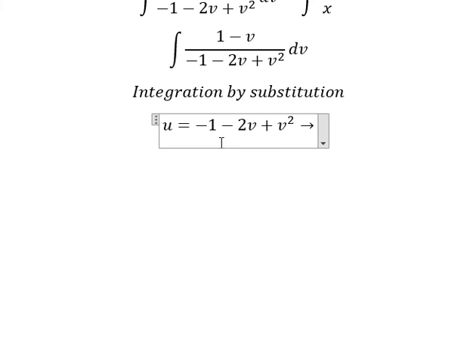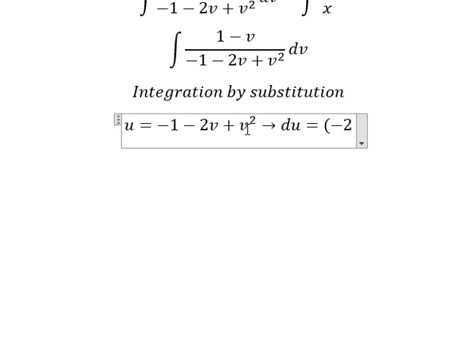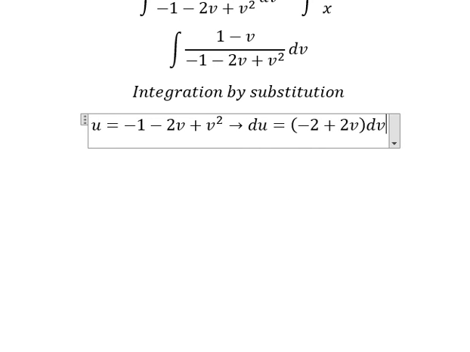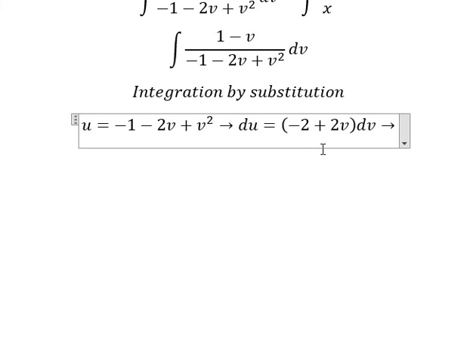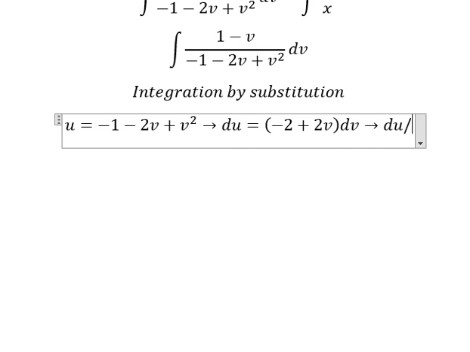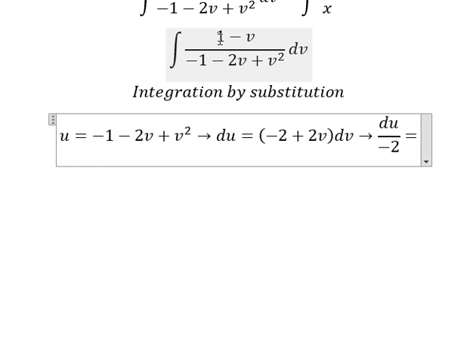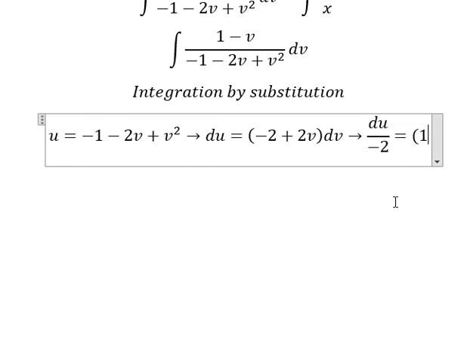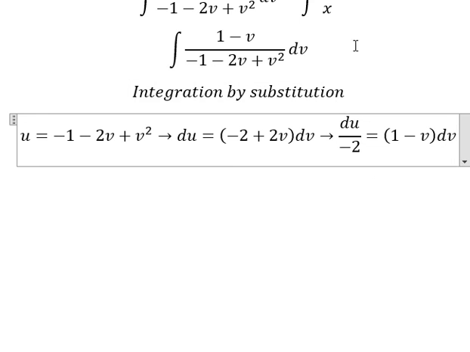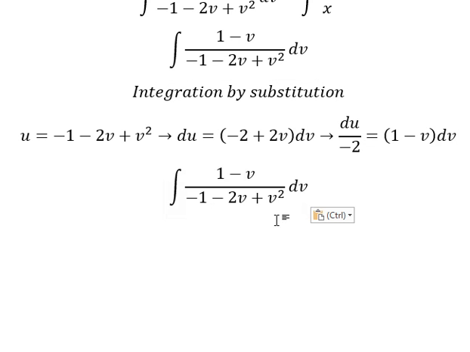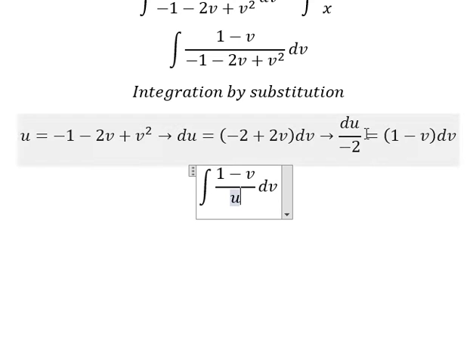Later we do the first derivative for both sides, and we have this one that is about the constant, so you got number 0. This one we have number 1, so we have negative number 2. This one we have 2v. Later we divide both sides by negative number 2 because we want to create 1 minus v. So this one we change by u. 1 minus v dv we change by this one.